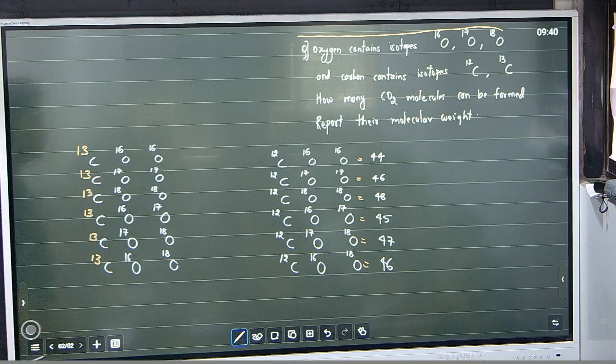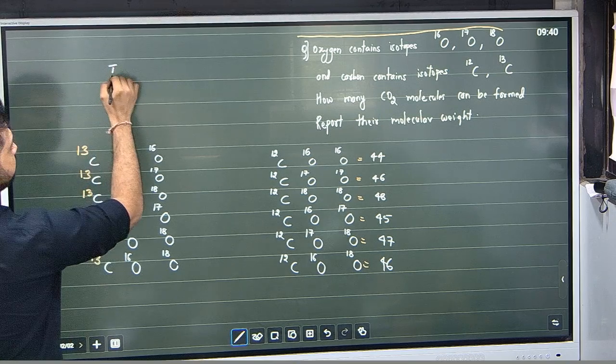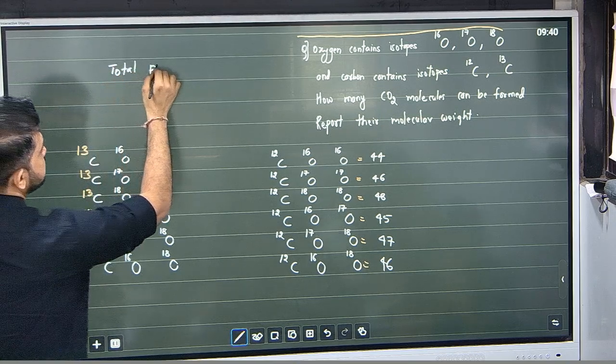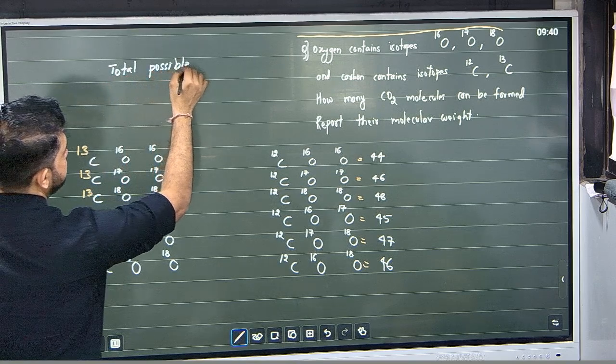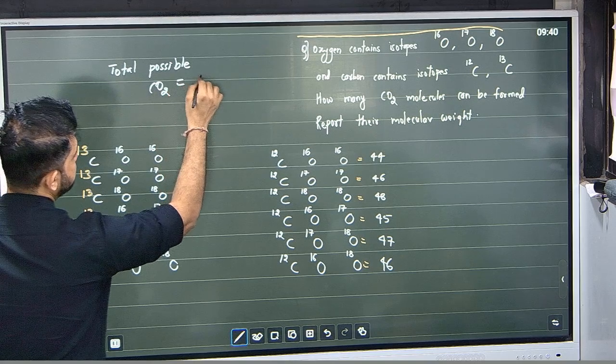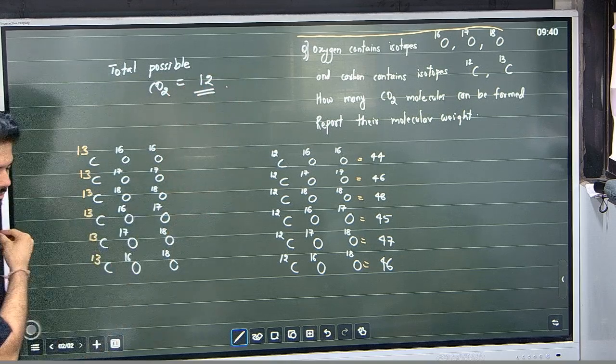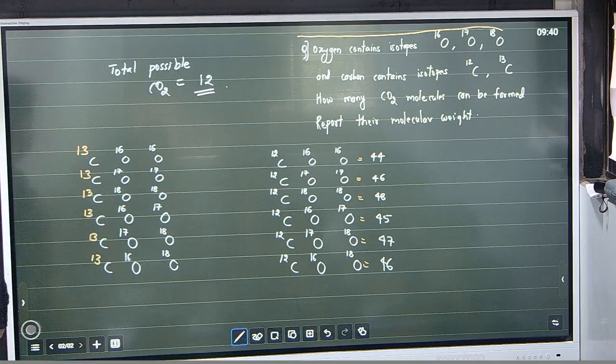So what is the total number? Total possible CO2s? Did you people get that? Quickly, quickly.